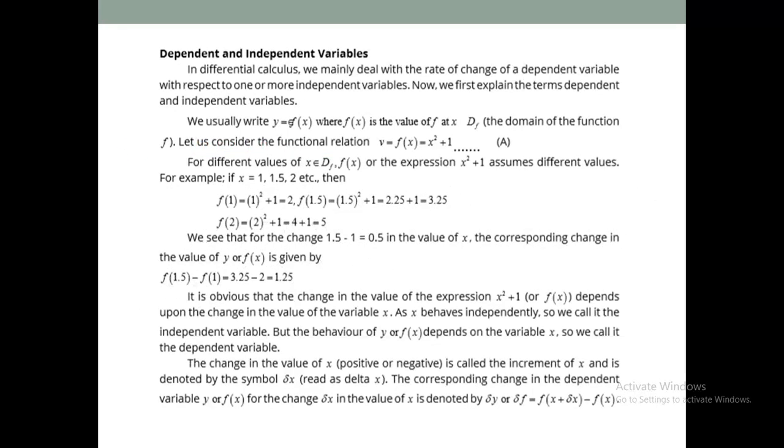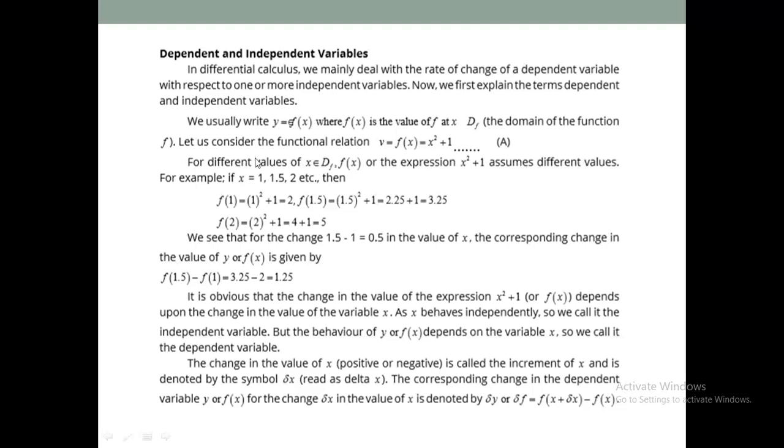Dependent and independent variable. In differential calculus, we mainly deal with the rate of change of a dependent variable with respect to one or more independent variables. We will first explain the terms dependent and independent variable. We have a function y is equal to f of x. f of x is the value of f at x, where x belongs to the domain of the function. Let us consider the function f of x is equal to x square plus 1.